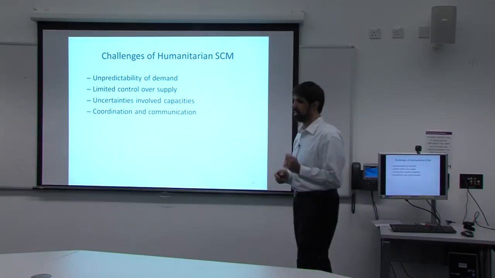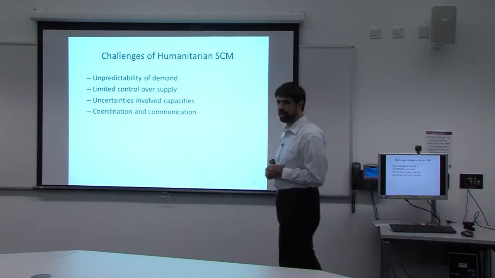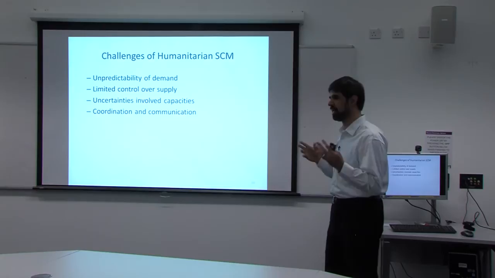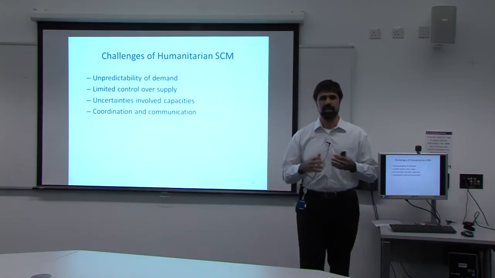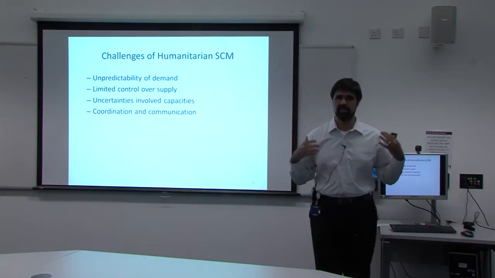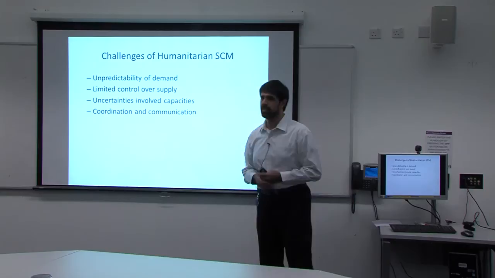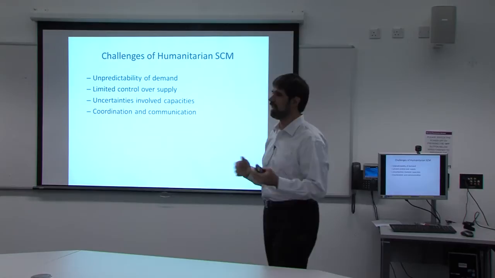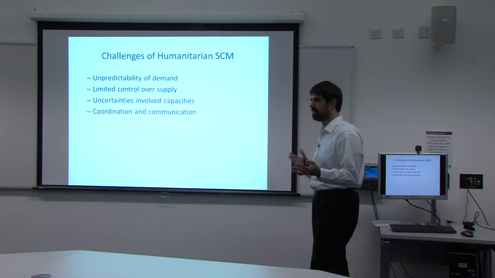Secondly, we have very limited control over supply. In the commercial domain, we can establish partnerships with suppliers, negotiate our needs, manage and plan the delivery of items, and do loads of preparation. But after disasters, loads of items are sent from around the world. Some of them might not be needed at all. Wrong items go to the wrong place, to the wrong people, which makes the management of supply and demand very complex.